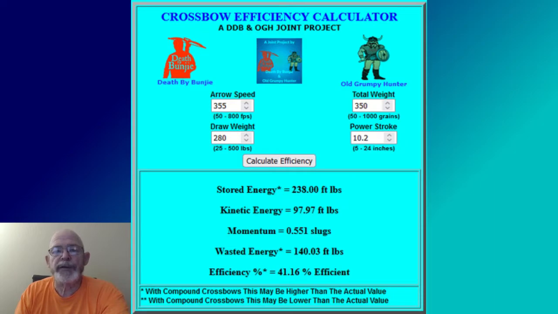The crossbow efficiency calculator is based off the calculator that Death by Bunjie did after he had an interview with Daryl Cummings. You can see the video of that on the Death by Bunjie YouTube channel. The purpose of this calculator is to calculate how much of the bow's stored energy is being delivered to the arrow, or bolt if you prefer.